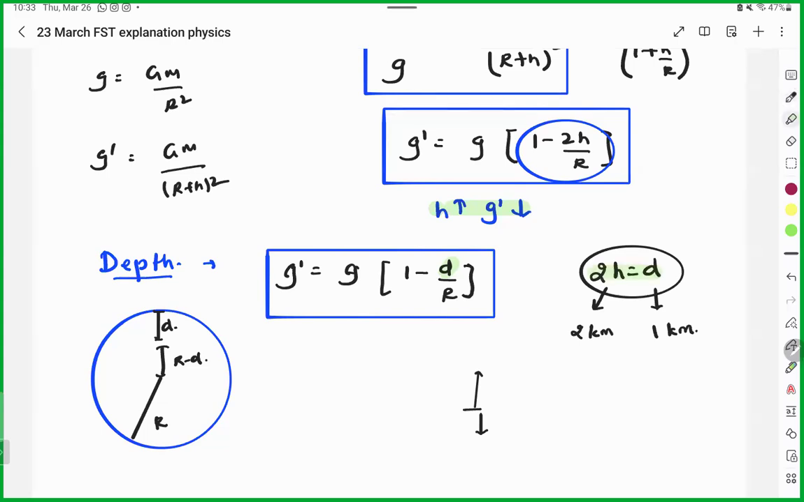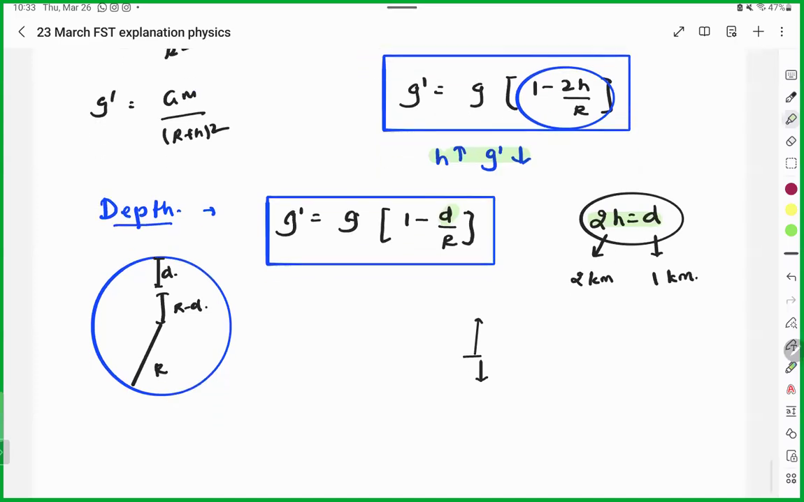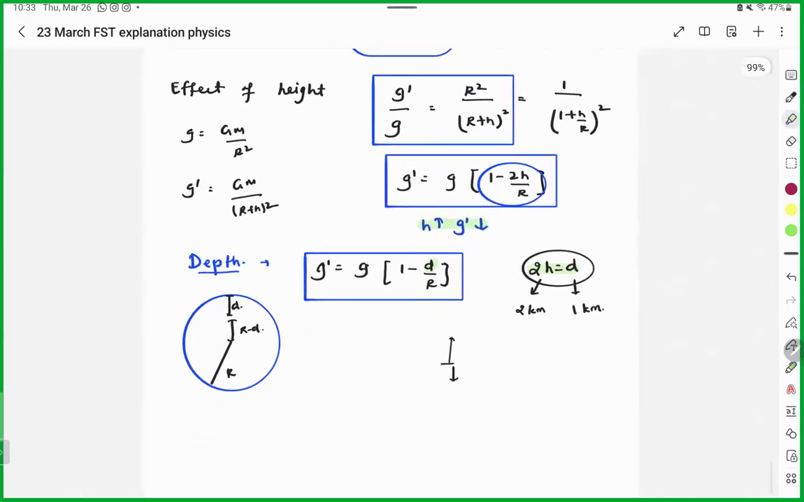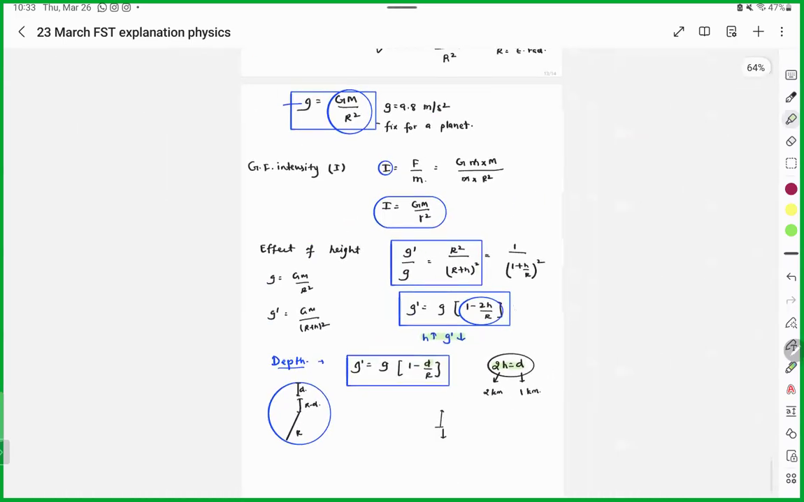Same way, because of the rotation, gravity will decrease. Because of rotation, gravity will decrease. Anybody have a question from this topic?